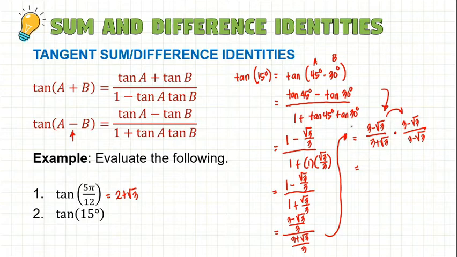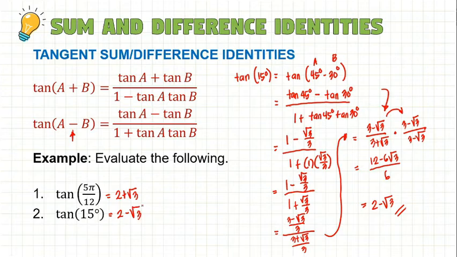So this is just equal to 12 minus 6 square root of 3. Please check that one. All over, this one is just equal to 6, the denominator. Okay? And simplifying, we will have 2 minus square root of 3. This is now our final answer for number 2. So we have 2 minus square root of 3.